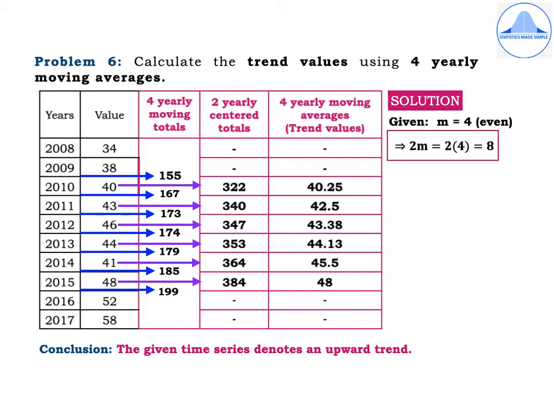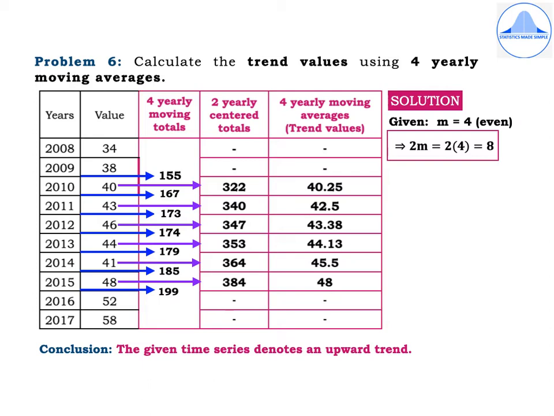You have to add 155 and 167. You will get the total as 322 and write it corresponding to the middle year, which is highlighted in purple color arrow, that is 2010. Similarly, add 167 and 173, the total is 340 and write it corresponding to the middle year, that is 2011. Continue in a similar manner, and the other 2-yearly centered totals are 347, 353, 364, 384, and you will see that the last two are missing.